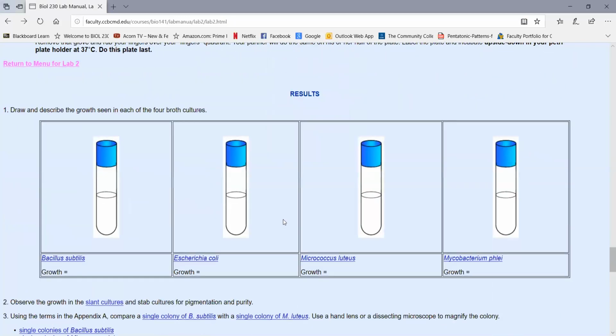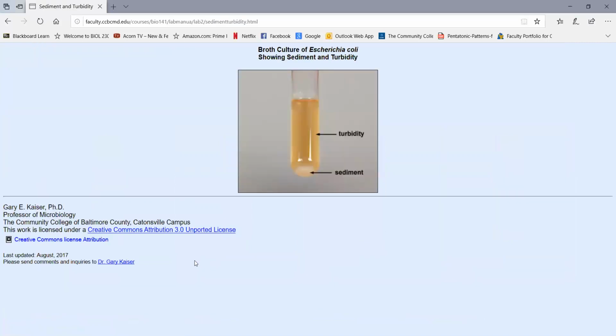Now, next time we'll be looking at the results. So we're going to look at our 4 broth tubes, the bacteria growing in liquid, and then you're going to describe the growth you see for each of the 4 bacteria using the terms pellicle, turbidity, and sediment. For example, the E. coli here has turbidity and sediment.